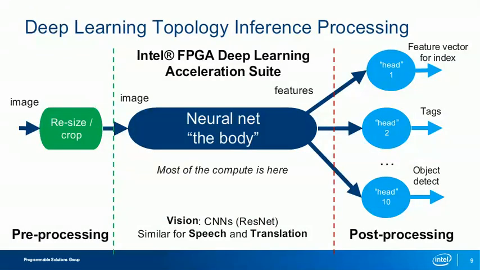Lastly, the result of the network is post-processed for various purposes. For image classification, this can be a vector of tags and properties. It can also be indexed for object detection, localization, or segmentation. The Intel FPGA Deep Learning Acceleration Suite helps you process the neural net in the middle stage. Although you can easily add IP to the FPGA to do parts of pre-processing and post-processing as well, the Deep Learning Acceleration Suite is for neural net processing.